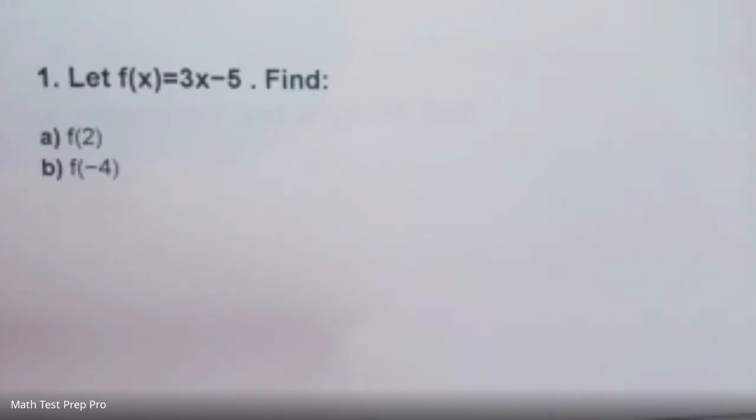All right, so let's look at this one. Number one, let the function f of x equal 3x minus 5. And they want you to find two things, f of 2 and f of negative 4. Now, what this is asking you to do, basically, is to take 2 and plug it in for x and solve. So let's do A.